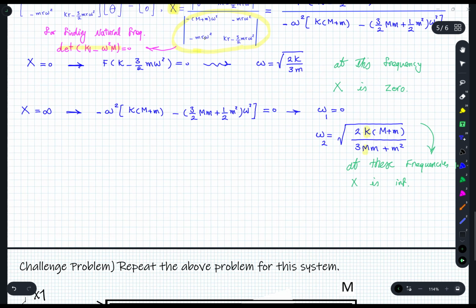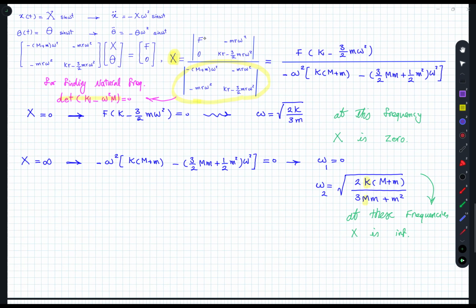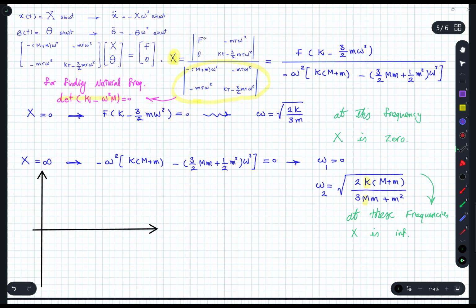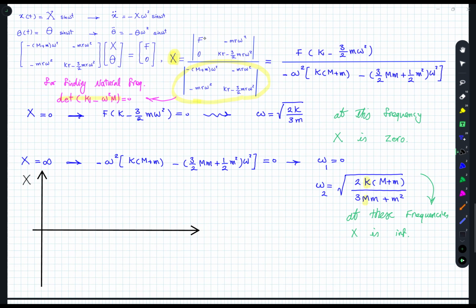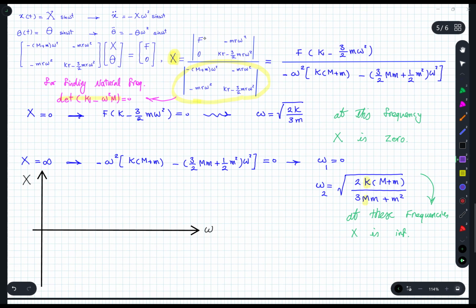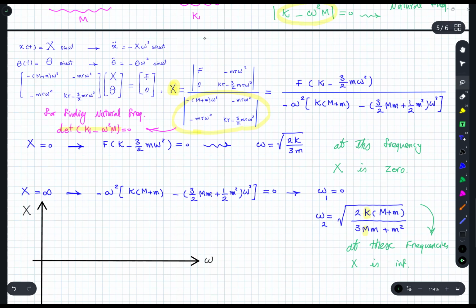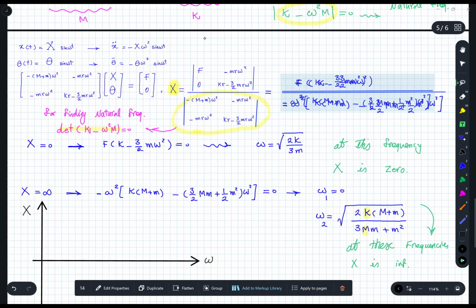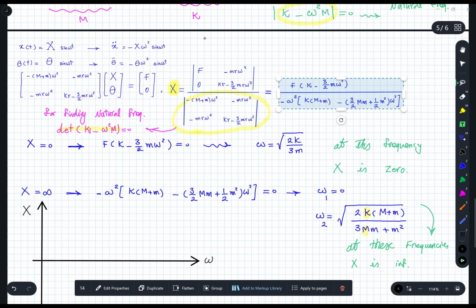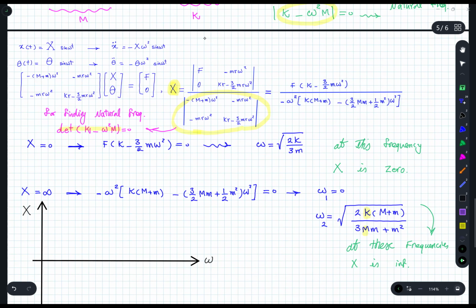All right. And lastly, the question asks us to graph the response of this system. Let's just try to graph something nice, and we are done for the solution of this problem. We want to draw a graph of X as a function of omega, because we know it's a function of omega, right? Here is what we found: X is this function.